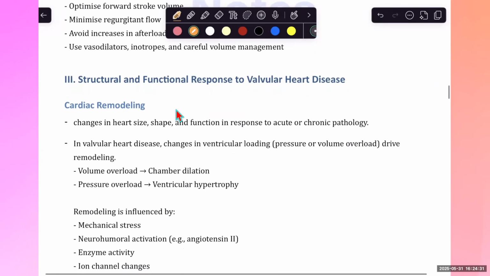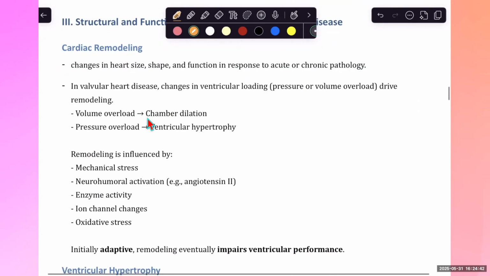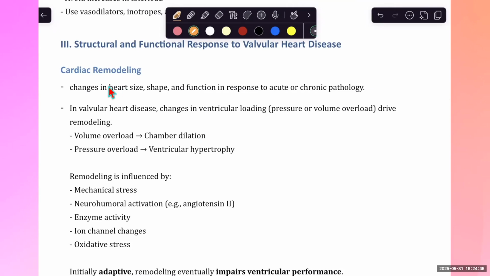Now, as I told you, preload problem, contractility, afterload, systolic, diastolic, and cardiac remodeling and neurohormonal problem. What is cardiac remodeling? It's a change in the heart size, shape, and function in response to acute or chronic pathology. For valvular disease, there will be a change in the loading, either a pressure problem if you have stenosis or volume overload if you have regurg. Volume overload will cause chamber dilatation, and if it's pressure overload, it will cause ventricular hypertrophy.